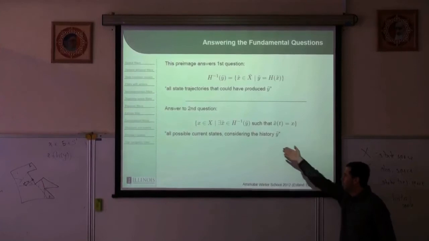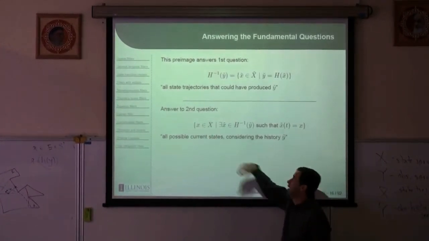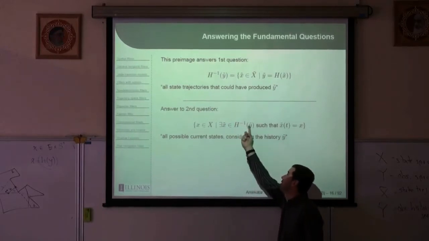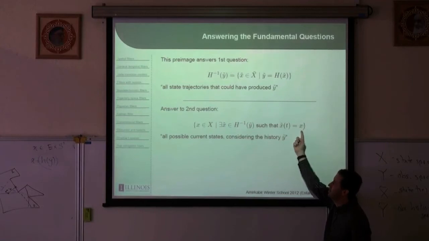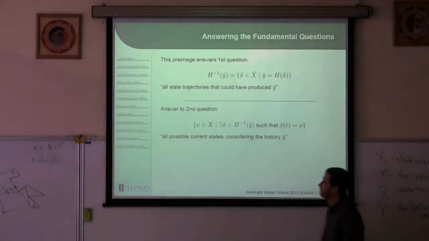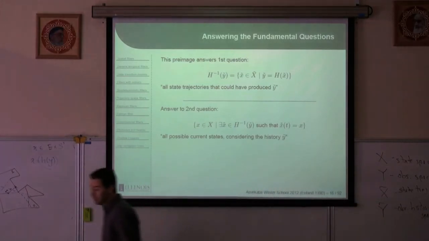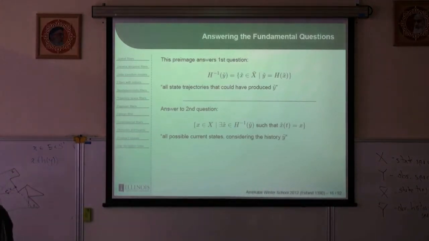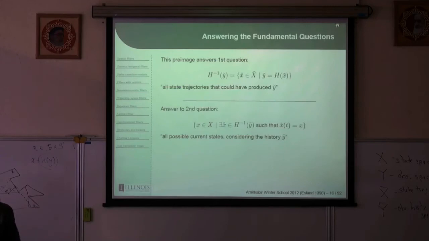How to answer the second question is the way that I already said. You just have to look at every state in X, and if there exists some trajectory in that preimage so that at time t it is equal to x, then you should put it in the collection. So that's one simple way to write the answers to the questions. But that doesn't really solve any particular problem, right? It's just a notation of what to do. Is that okay?